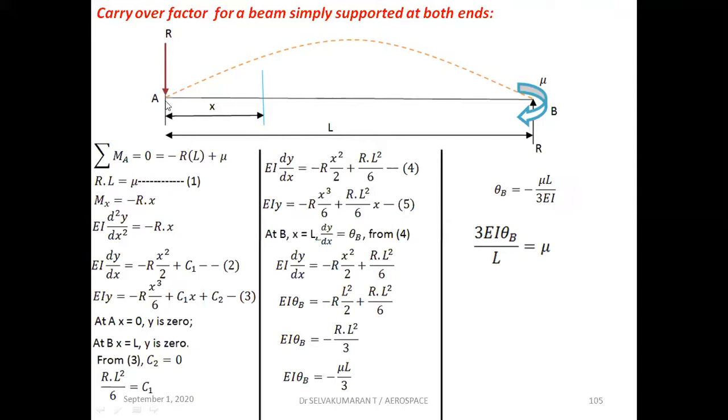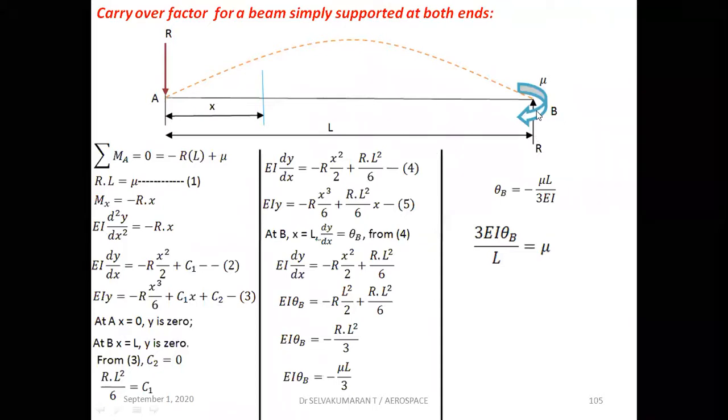Now take a moment with respect to A, Mu, R into L minus R into L anticlockwise. So RL is equal to Mu, equation 1. Now write down the moment equation with respect to this, R into X minus R into X. So EI d square y by dx square is equal to minus R into X. Integrate it. Then at X is equal to 0, Y is 0. At X is equal to L, Y is 0. This is the boundary condition.